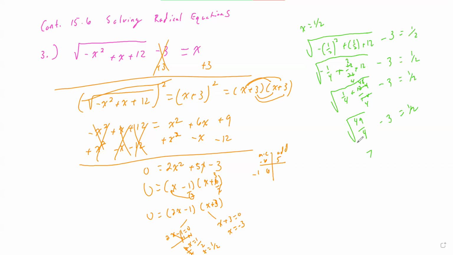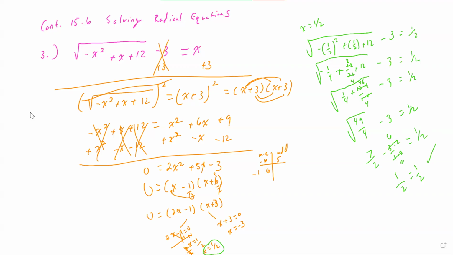Square root of 49 is 7, and square root of 4 is 2. So now the square root goes away. So now I need to figure this one out. And then 7 minus 6 does give me 1, and 1/2 does in fact equal 1/2. So that one works.